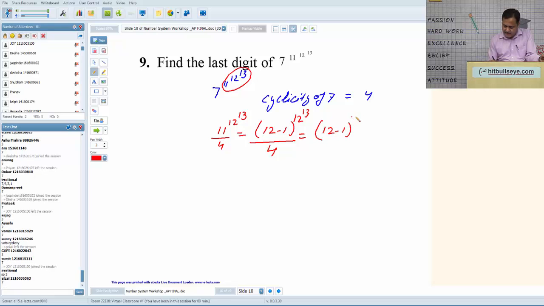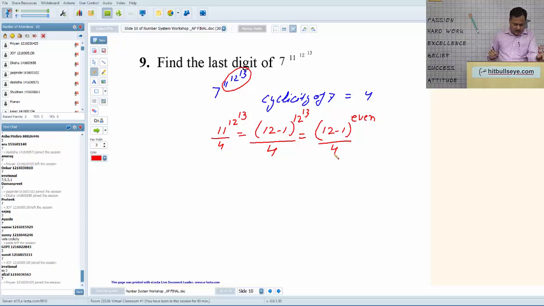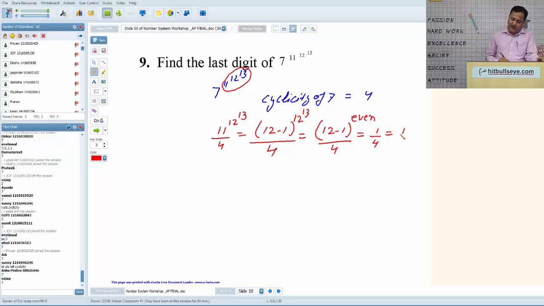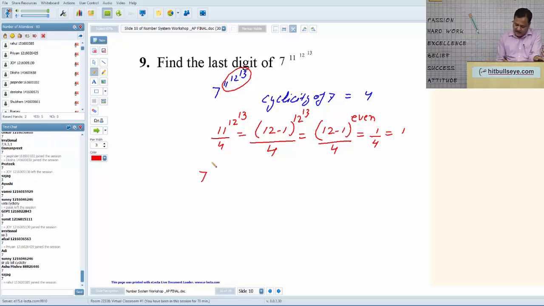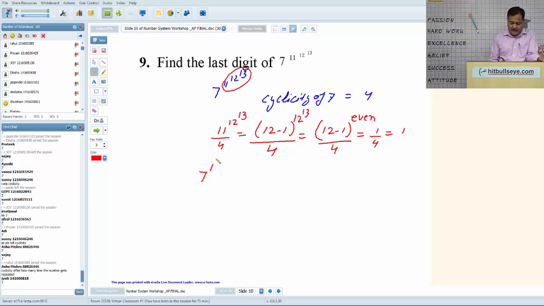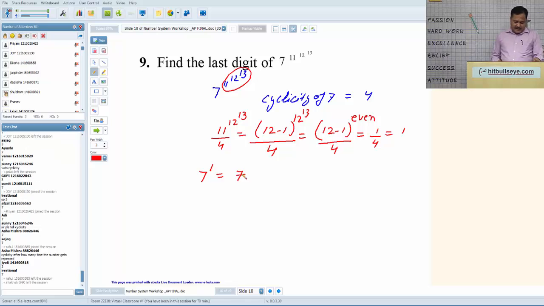We can write it as even, divided by 4. Now we all know that when 12 is divided by 4, the remainder would be 0, so it remains minus 1, and minus 1 raised to an even power is always 1. That means the remainder is 1. Now instead of the whole power 11 raised to 12 raised to 13, we can write 1. So 7 raised to 1, the last digit would be 7.